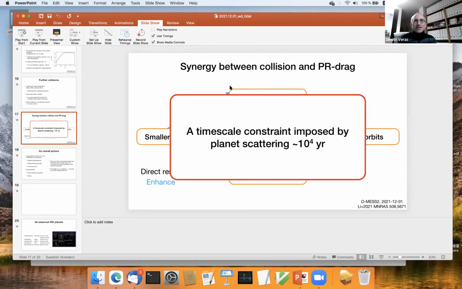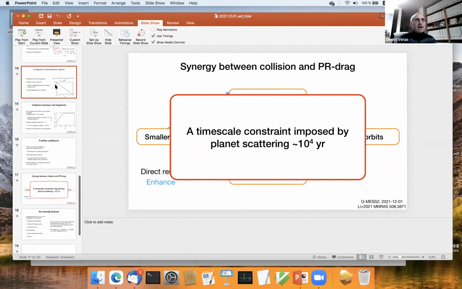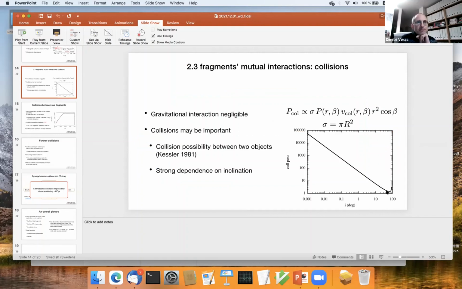Thanks. I know it's not an easy question, but I saw that your probability plot was a function of inclination. So maybe that parameter would change a bit depending on what the dispersion of those fragments are.